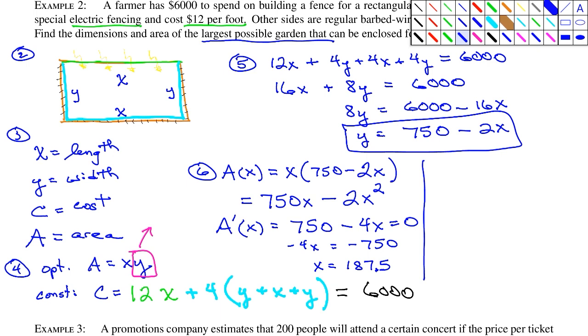We need to verify that this is in fact a maximum. So I find the second derivative. The second derivative is equal to -4. That's a constant. It's always negative. Therefore, it is always an absolute maximum.